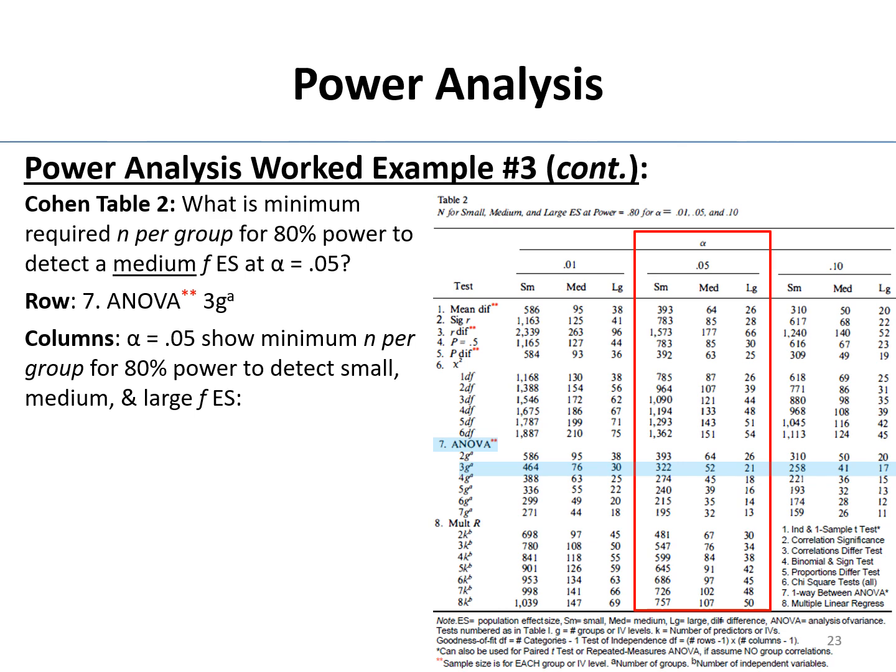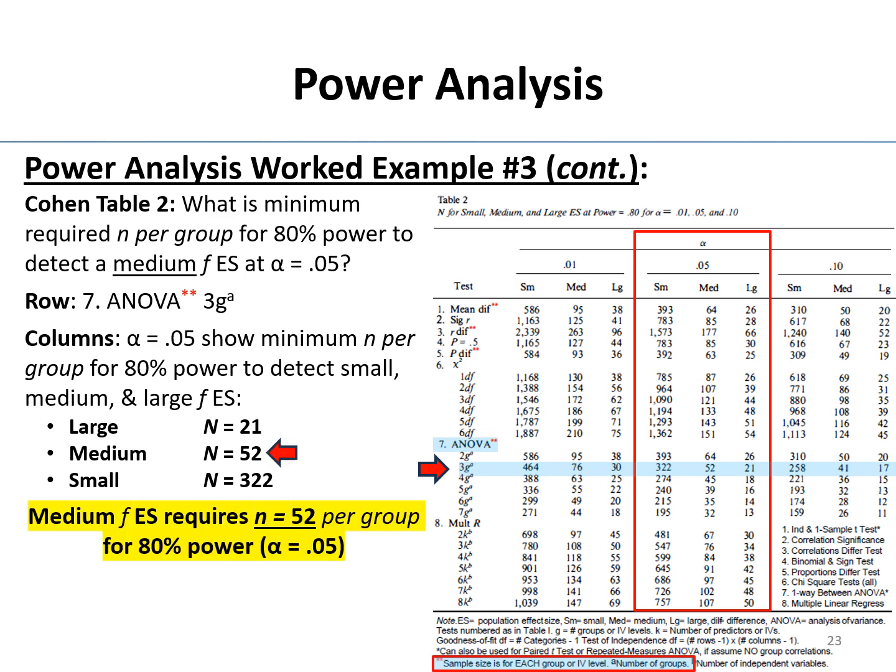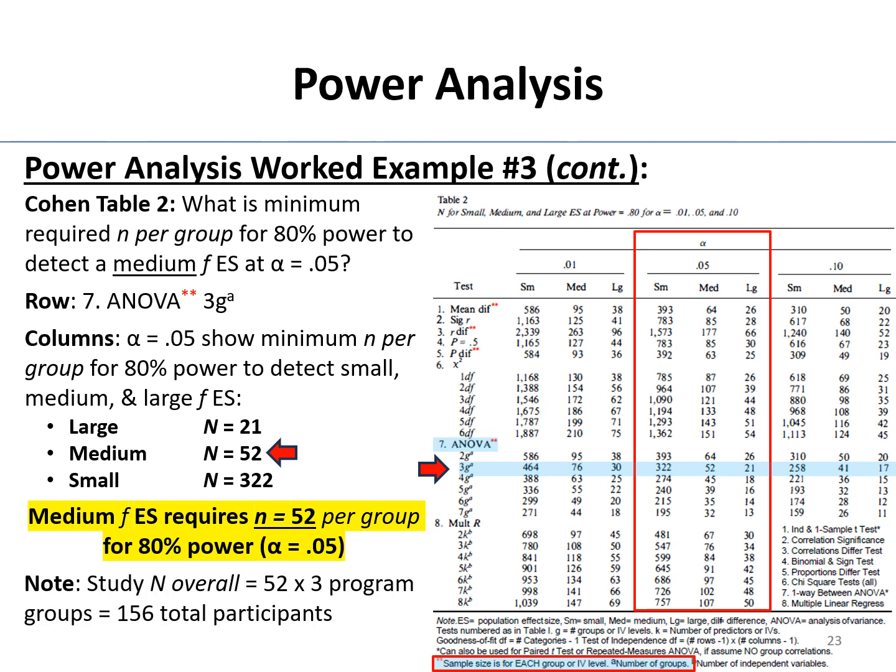The columns show the minimum sample size that's required per group or level of the independent variable to have 80% power to detect small, medium, and large effect sizes. We're looking for medium here. So there are those sample sizes that are required per group. We've got 3 groups, right? So to detect a medium effect size, this student requires 52 participants per group to have 80% power. And note that because it's 52 per group, 52 times 3 is 156. So for the whole study, they need 156 participants in order to complete this.